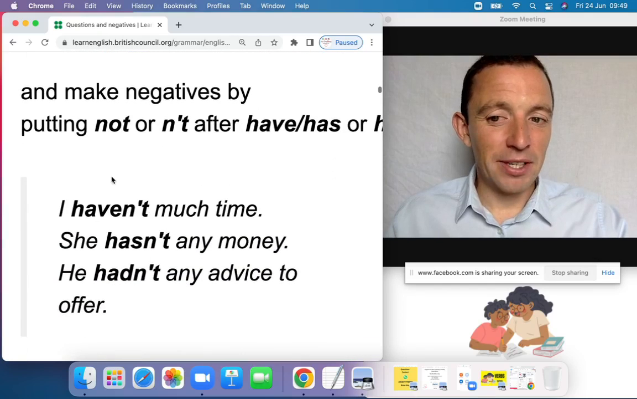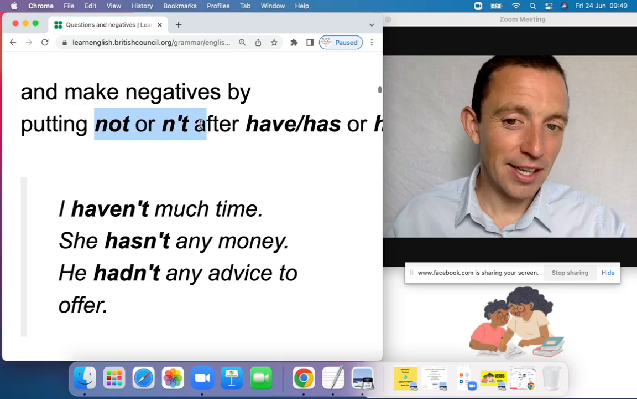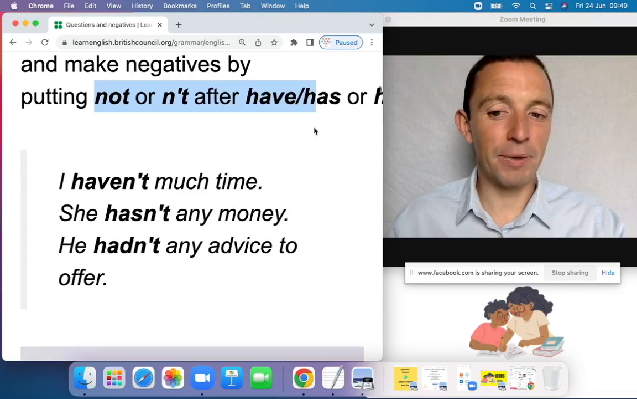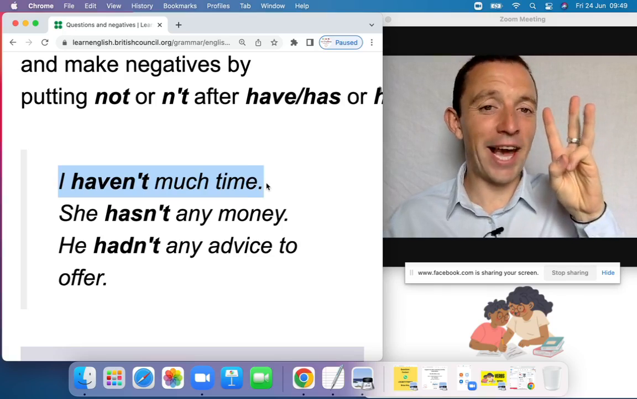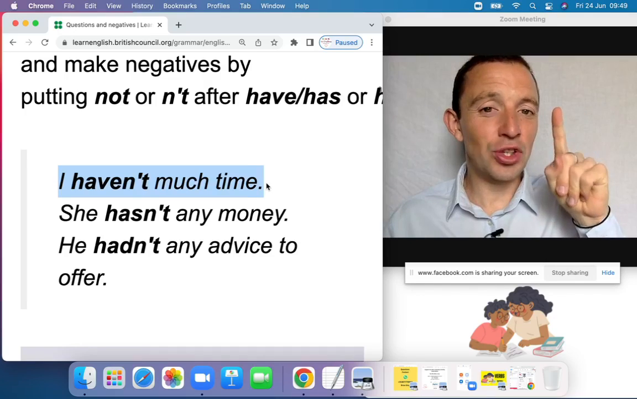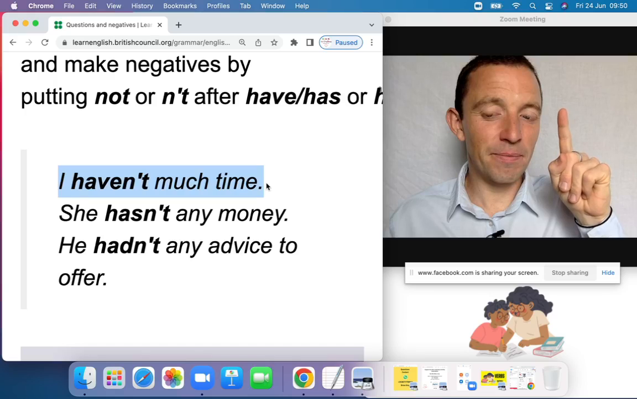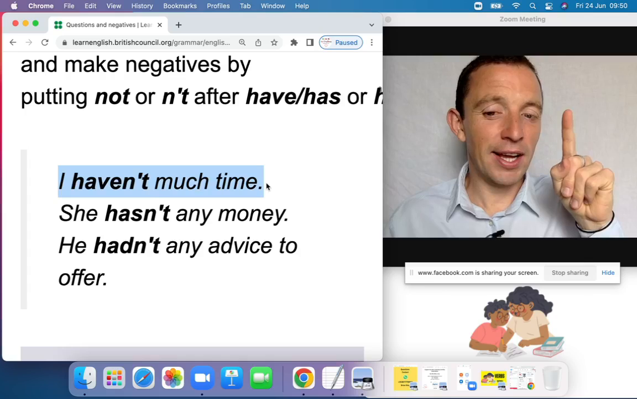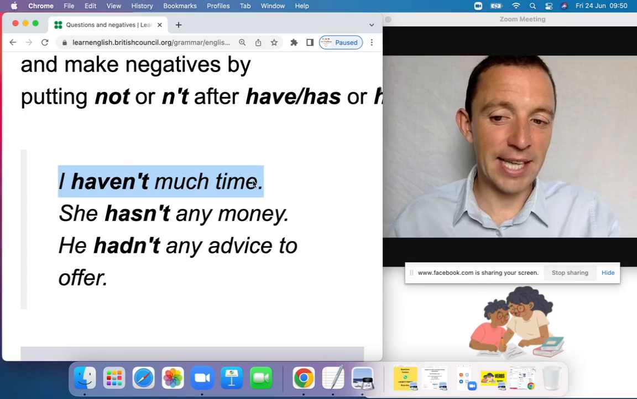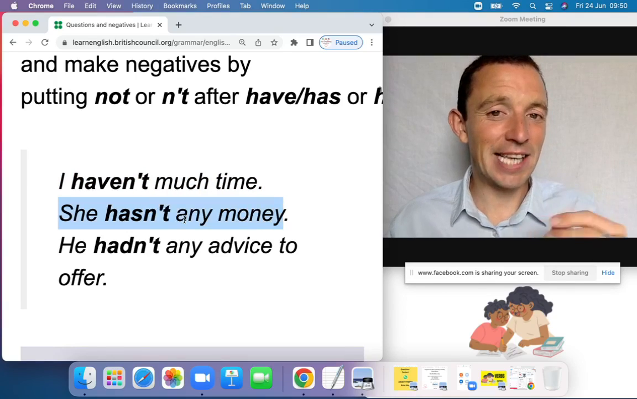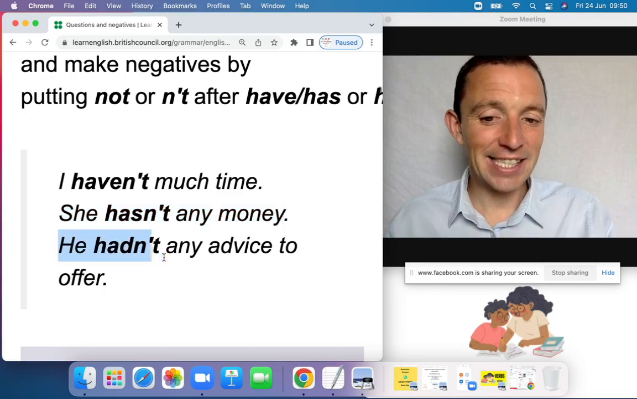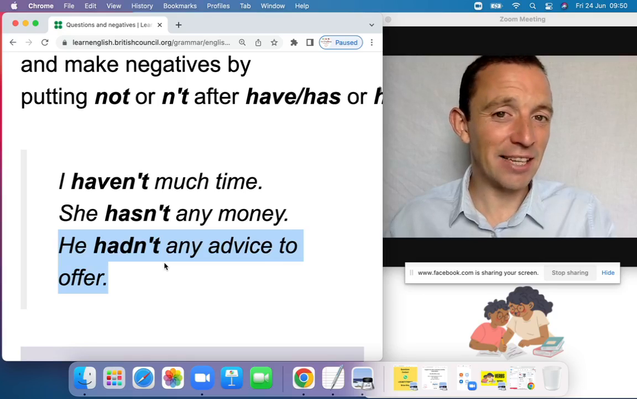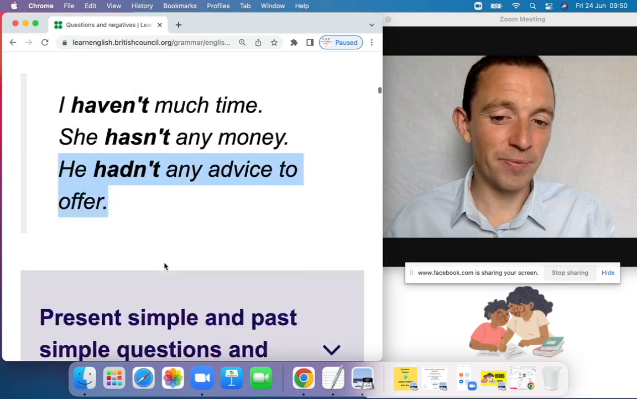We can make negatives by putting not or n't after have. So for example, I have not much time. That's the third way to say I do not have much time, with the verb to do. The second example is she hasn't any money, which is the same as she does not have any money. Exactly the same, just a contraction. He hadn't any advice to offer, he had not any advice to offer. So it is exactly the same, just a contraction.